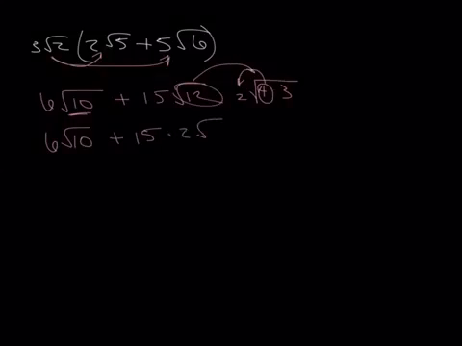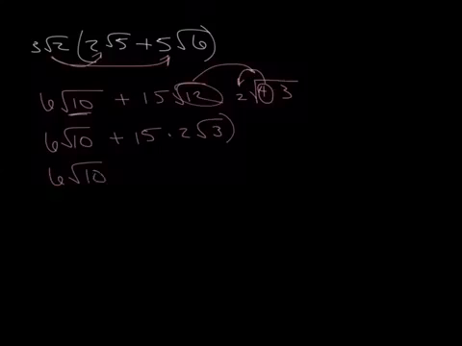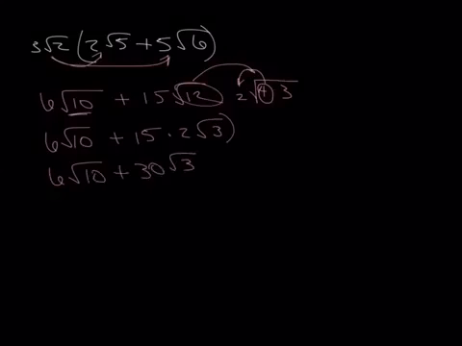So the square root of 12 is 2 square root of 3. Now we can multiply the 15 times the 2, and because this is a plus sign, that's a 10, and that's a 3, we can't combine. So that ends up being our answer right there.